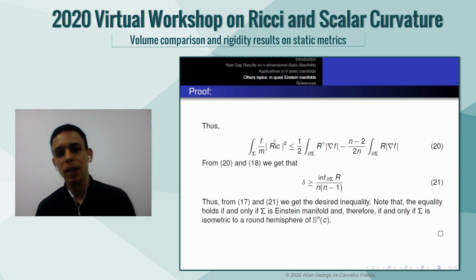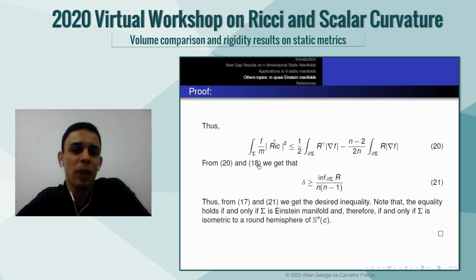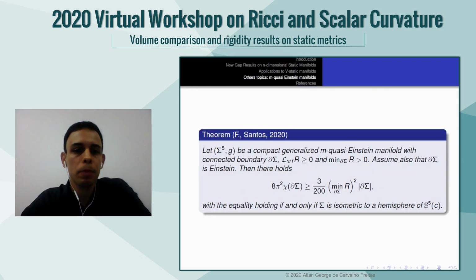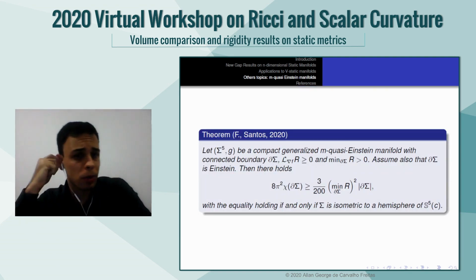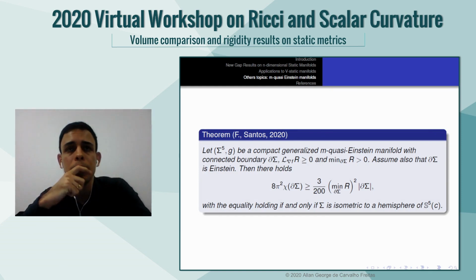And furthermore, the equality occurs if and only if our m-quasi-Einstein manifold is also Einstein, and using this condition you can prove that we have a round hemisphere. Okay. Also in dimension 5 we can prove a similar result using the Gauss-Bonnet theorem.